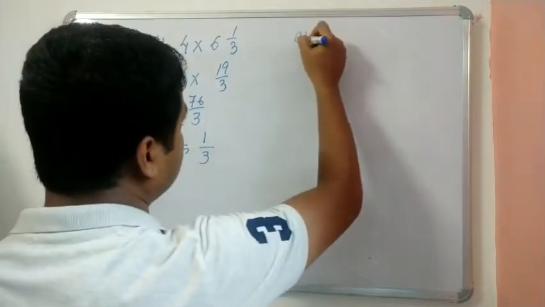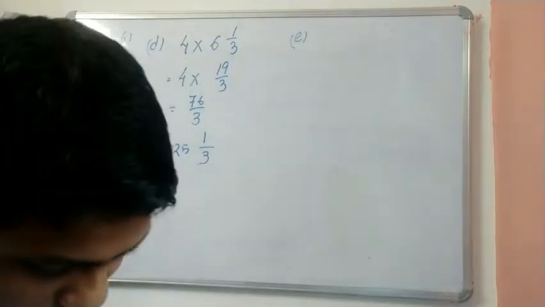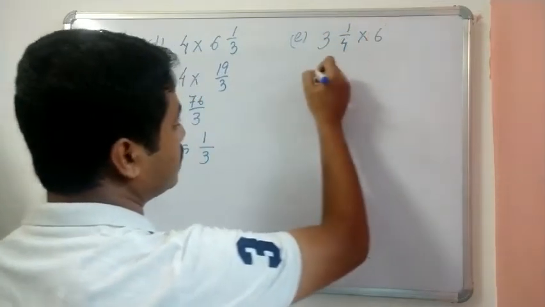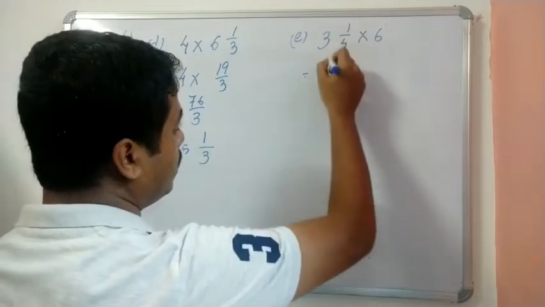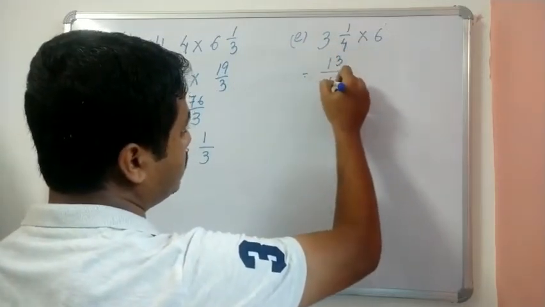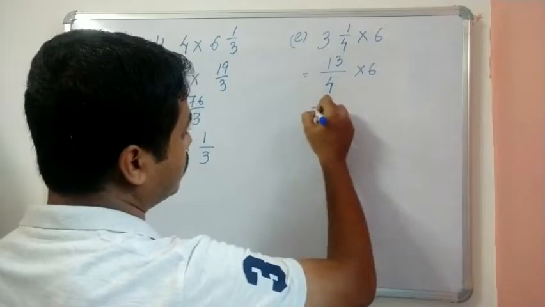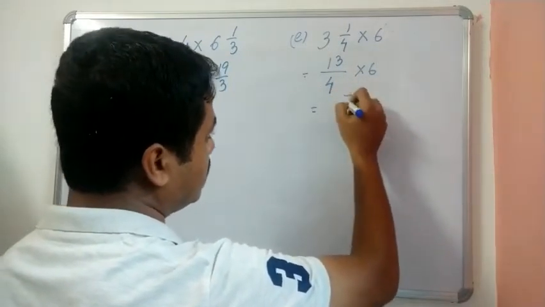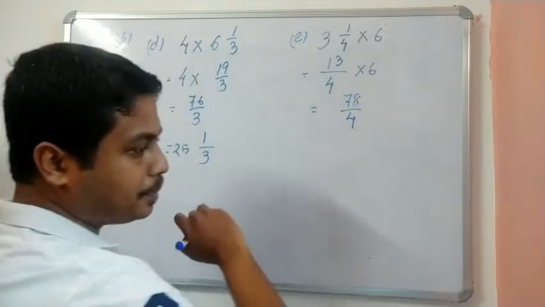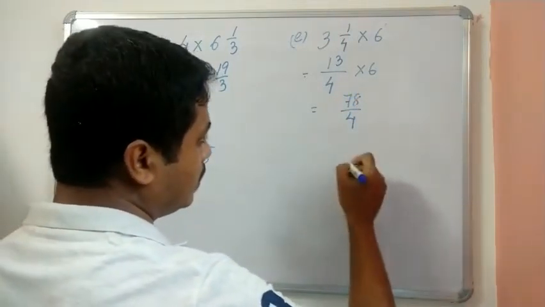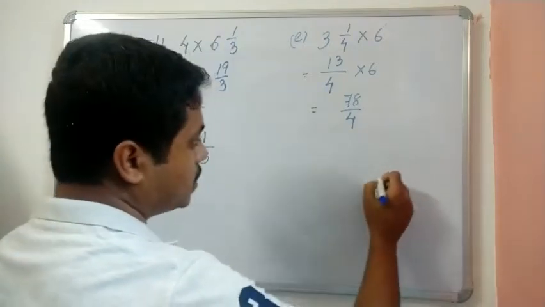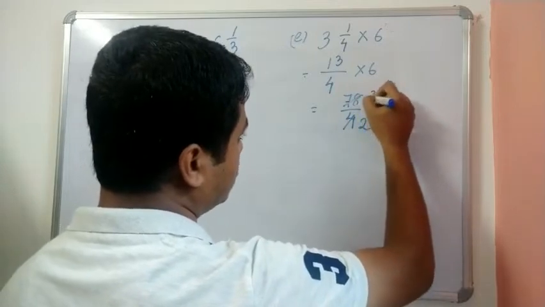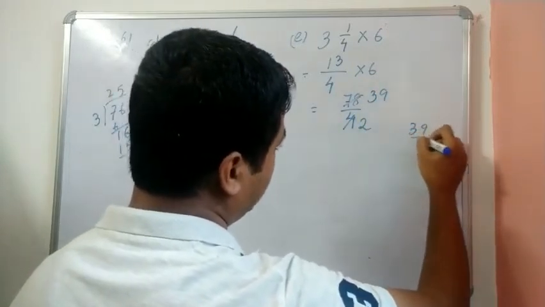Then question number E is given as 3 1 by 4 into 6. 3 4s are 12, 12 plus 1 is 13, so 13 by 4 into 6. First I will multiply 13 into 6, it is 78 by 4. Then I can cancel it a little bit: 2 2s are 4, 2 39s are 78, so 39 by 2.